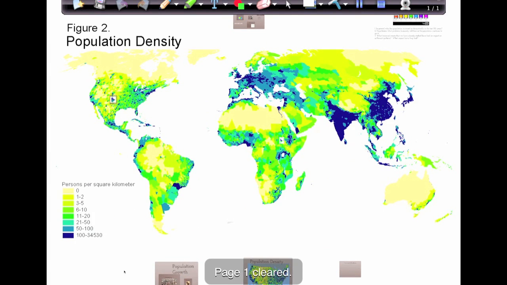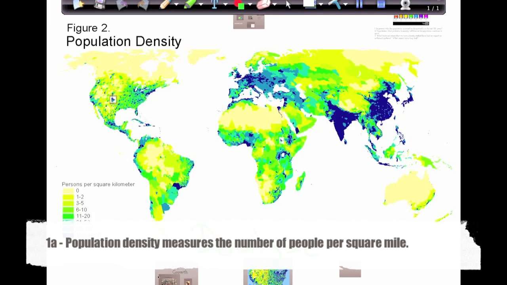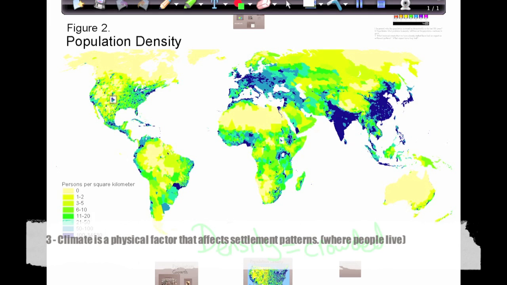Alright, this again is a density map. Population density tells us how crowded somewhere is. So density equals, and this is a generalization, this is making it too simple maybe, but density equals crowded. If it's very dense, it's crowded. If it's not very dense, it's not very crowded. So we can make some generalizations. If it's too hot, that equals not crowded.